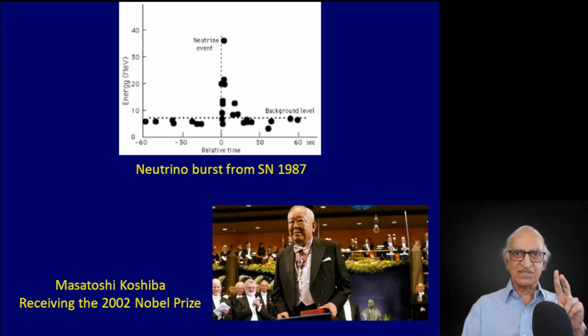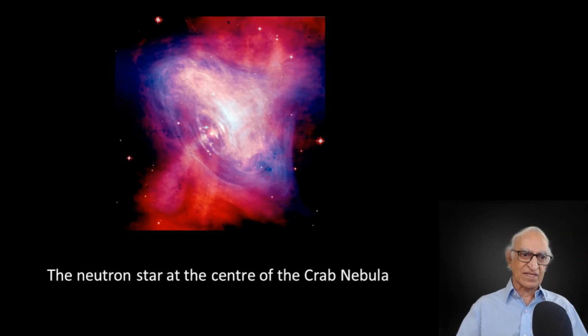The second prediction was that there should be a neutron star at the center of the supernova explosion. And there it is, a neutron star right at the center of the Crab Nebula. This is an X-ray image taken by the Chandra X-ray telescope, and you see the pulsating X-ray emitting neutron star right at the center of the supernova remnant.